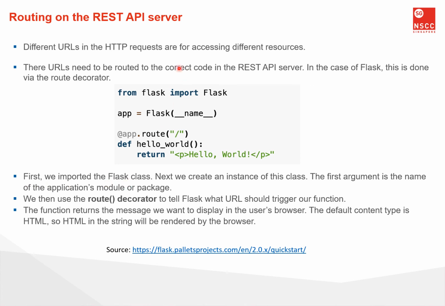So first of all, how do we do this? First import Flask, which is implemented in Python. You can import the module, create an instance of Flask, then use the route decorator to tell it what URL triggers this function. There may be more than one app route with different URLs, and the function returns the message, which is then displayed on the user's browser. You can take a look at this quick start for more information.